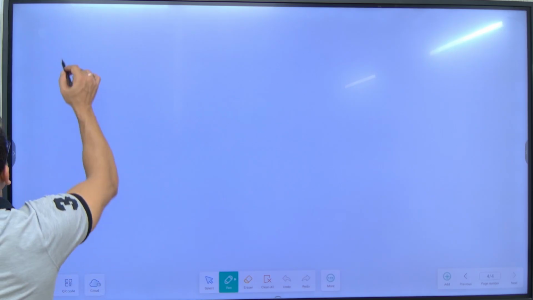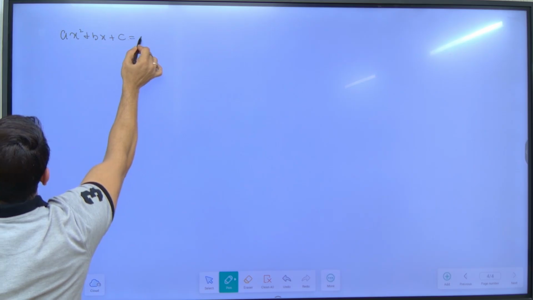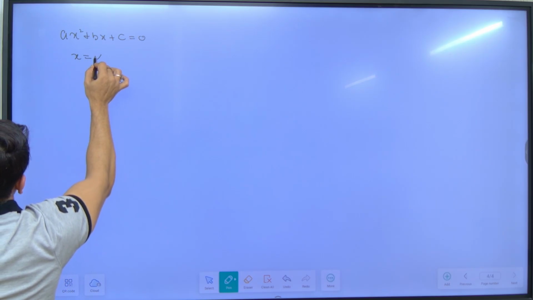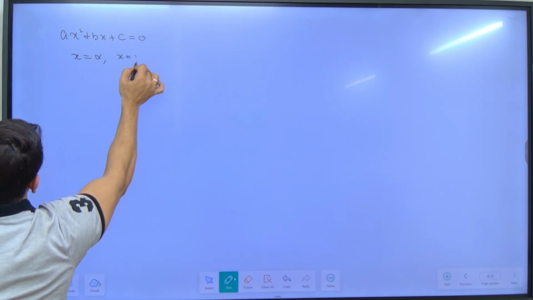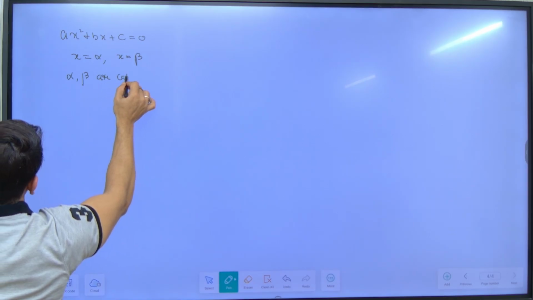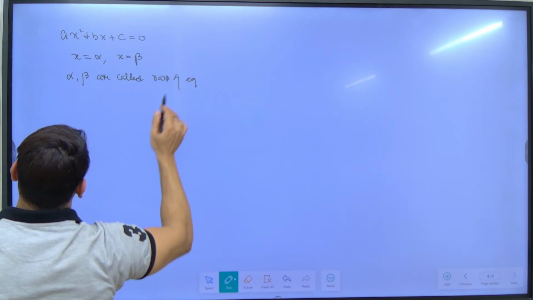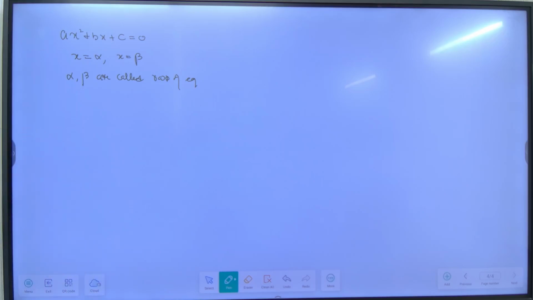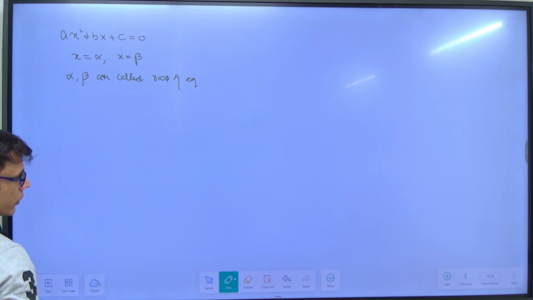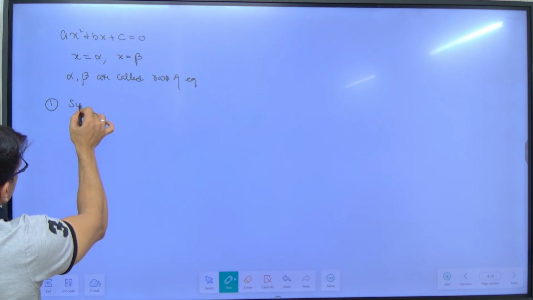Now this quadratic equation ax square plus bx plus c is equal to 0. When you solve this, the values of x which you find, let's say the values of x are alpha and beta. So here alpha and beta are called roots of the equation. Roots are also called zeros or solutions of a quadratic equation.